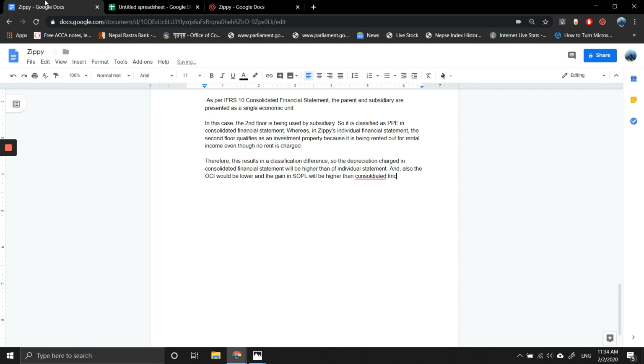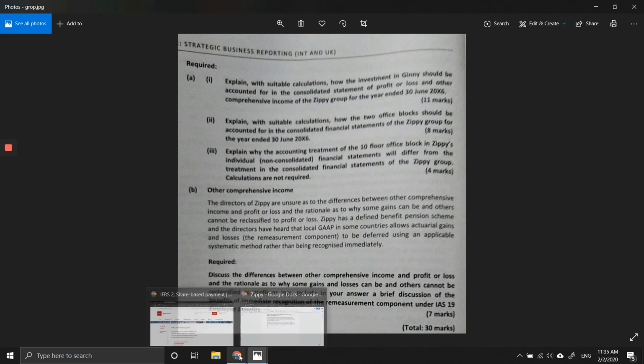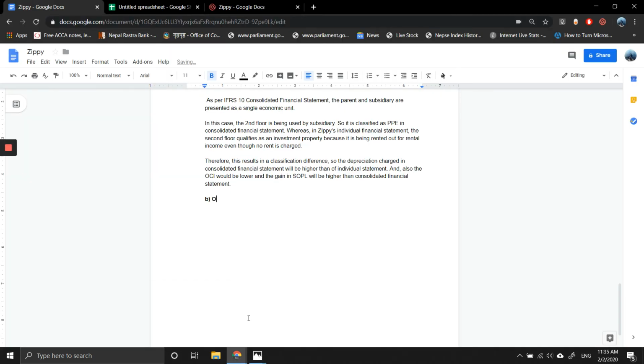Financial statement, right? Okay. So no need to show any calculations. That's good. Easy for us. So B number, isn't it B? Yep. OCI, other comprehensive income. And 7.